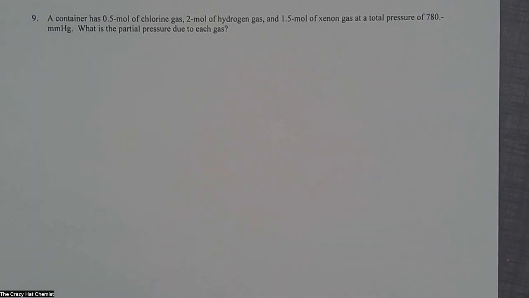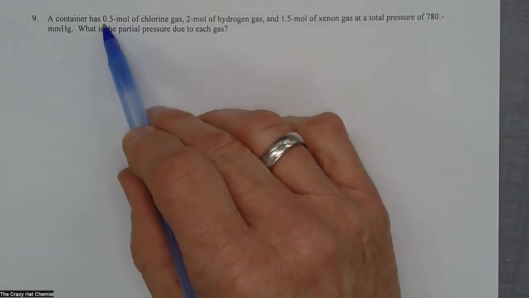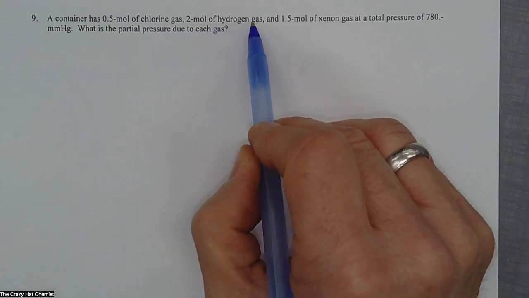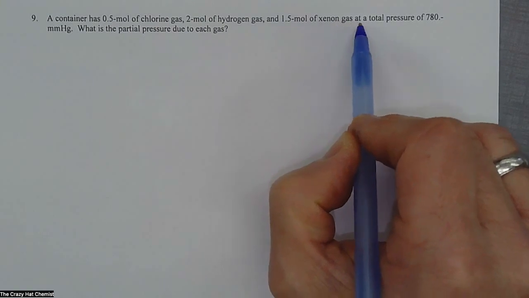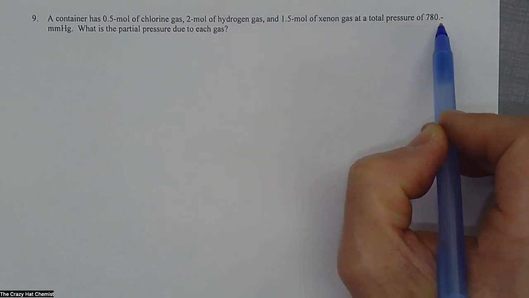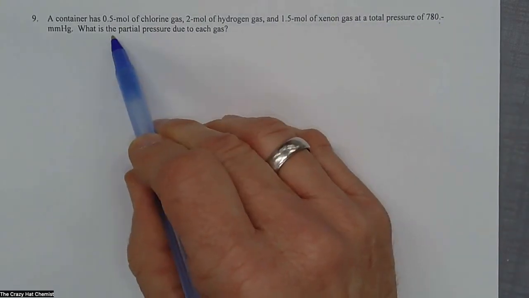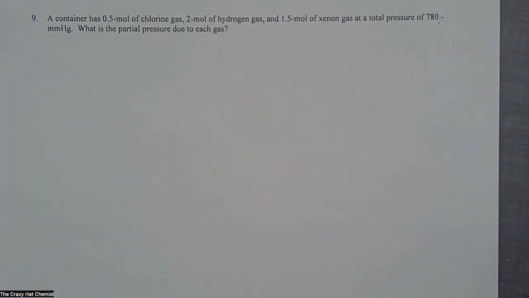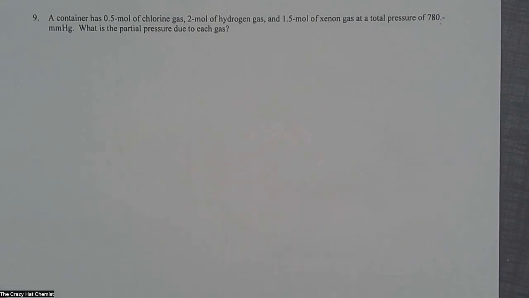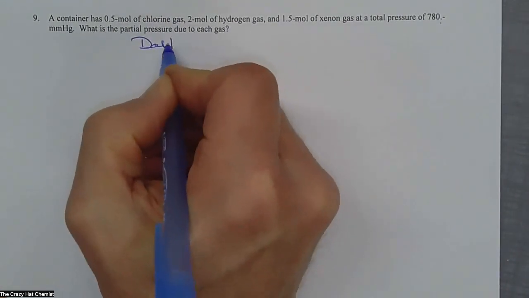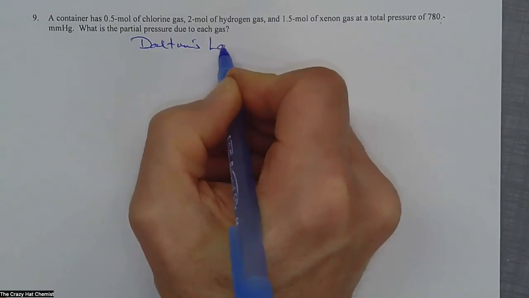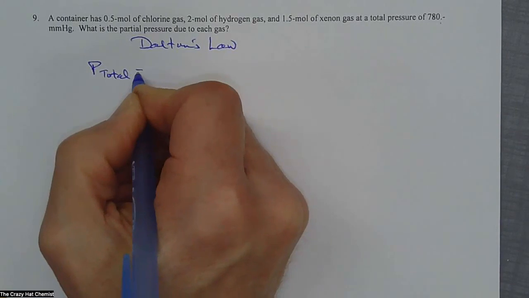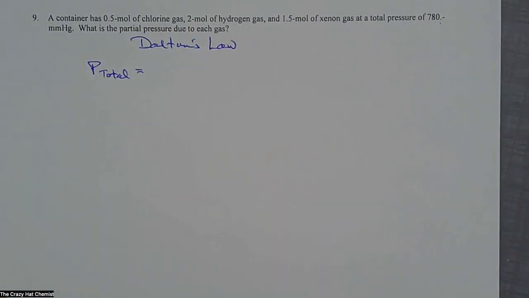It says the following. A container has 0.5 moles of chlorine gas, 2 moles of hydrogen gas, and 1.5 moles of xenon gas at a total pressure of 780. millimeters of mercury. What is the partial pressure due to each gas? This is actually a Dalton's law problem. And that is the total pressure is equal to the sum of all the individual pressures.